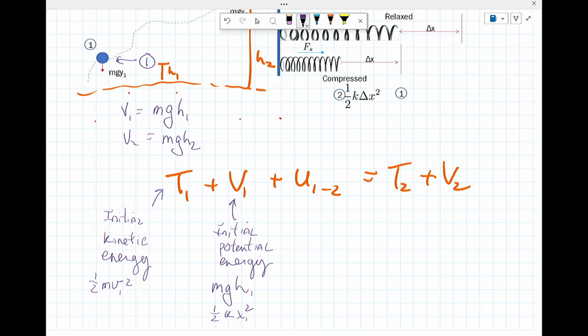So I can write everything now as positive numbers, which I find more helpful as I'm trying to keep track of things. So positive 1/2 mv1 squared, positive mgh1, positive 1/2 kx1 squared. Work 1 to 2 then becomes non-conservative forces.